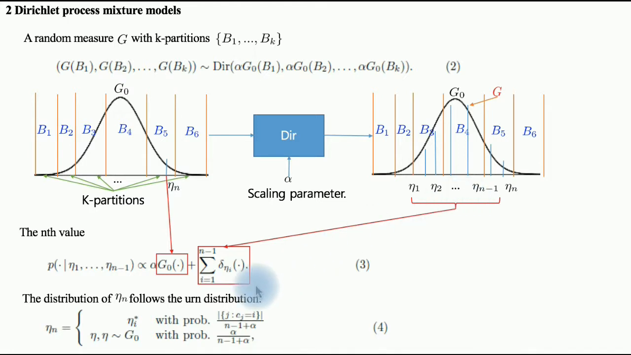The variables eta 1 to eta n-1 are randomly partitioned according to which variables are equal to the same value, with the distribution of the kth partition. This is the number of times the value eta r star occurs in the eta 1 to eta n-1 partitions.